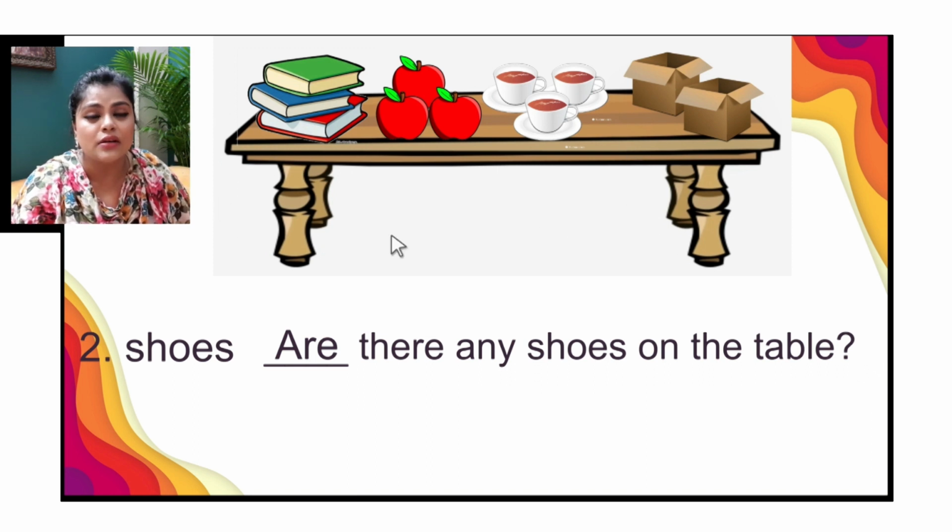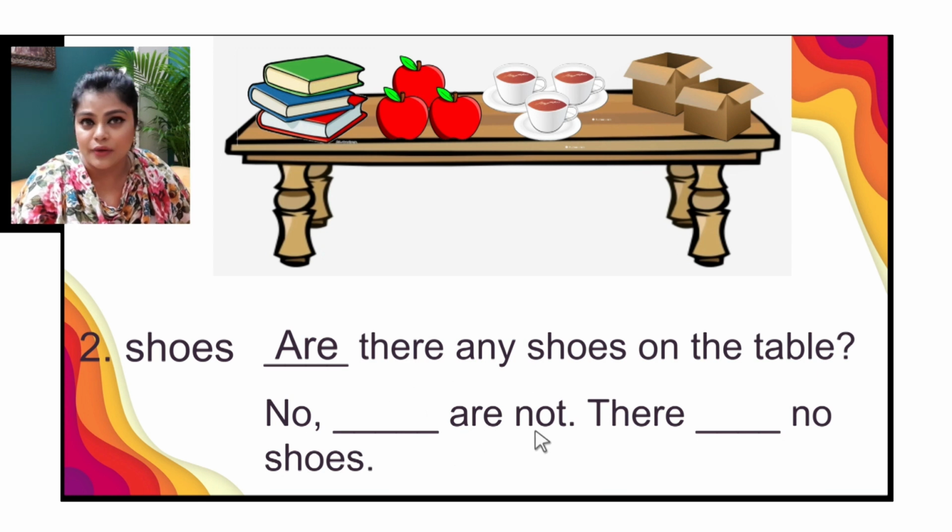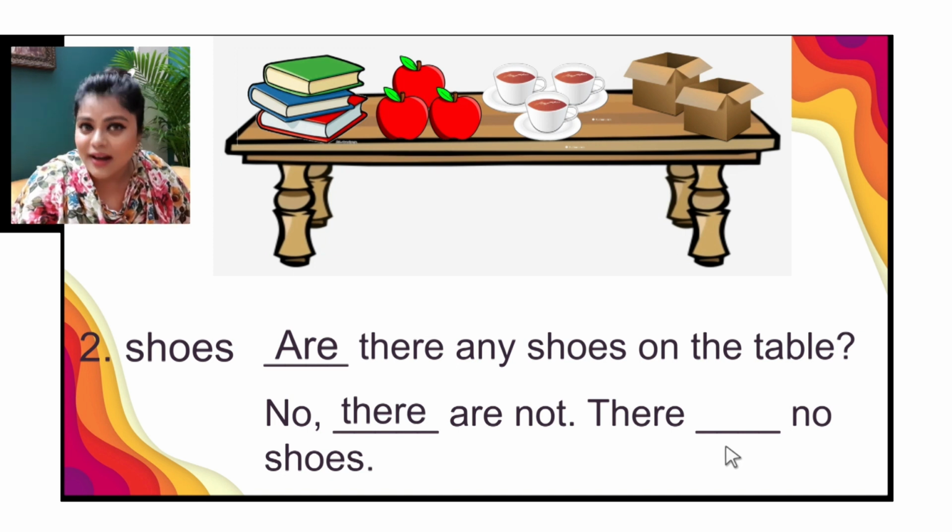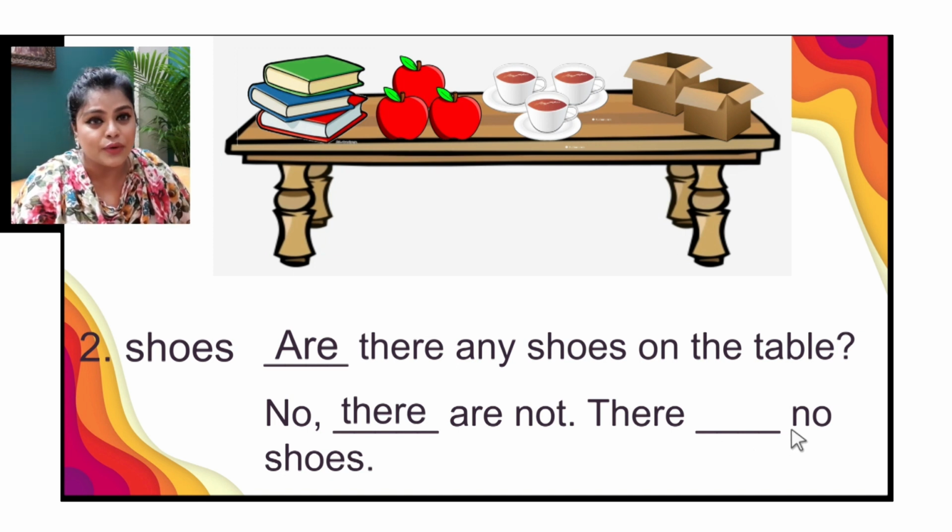Now see the picture here. Can you see any shoes here? No. Okay. No dash are not. There dash no shoes. Now fill the blanks here. No, there are not. Very good. No, there are not. There dash. What will come here? Are. Very good. There are no shoes. Okay.